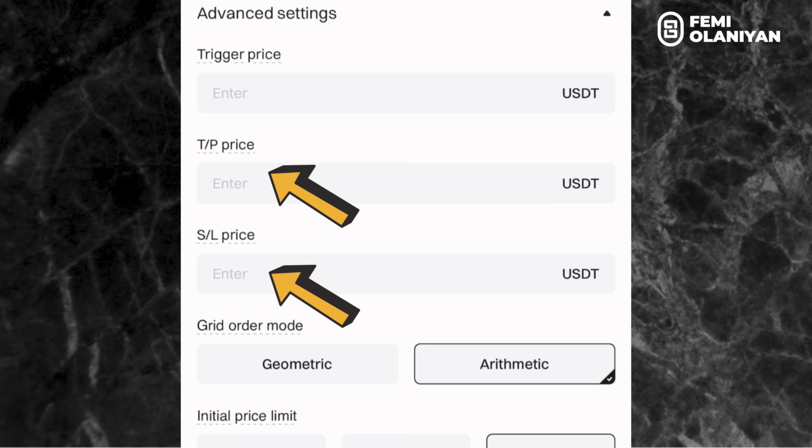But if you are the one setting it, you have to put take profit and stop loss. Or you can. It's not compulsory though. You can put take profit and stop loss. So for example, let's say you plan to put your take profit at, let's say, $61,900, and then your stop loss at, let's say, $50,000. You can put your take profit and stop loss right there.